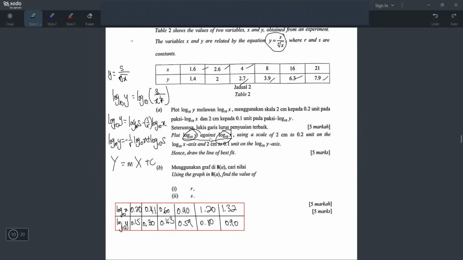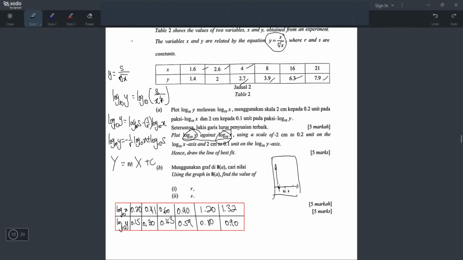Right. And let me tell you, for this graph, your origin has to be at the bottom left, because all your values are positive. If all are positive, it means your center has to be here. Right. And then you will follow the scale 2 cm to 0.2, and then just keep going until 1.4. Right? Because the highest value is 1.32, right? It means you will use 7 boxes here.